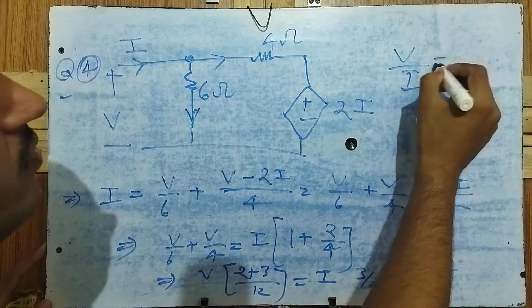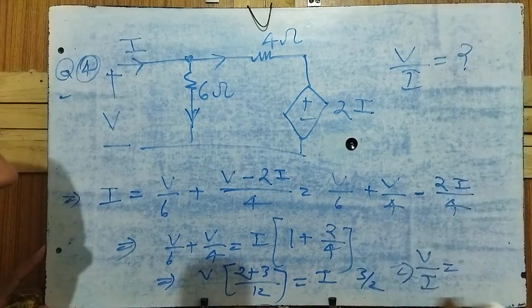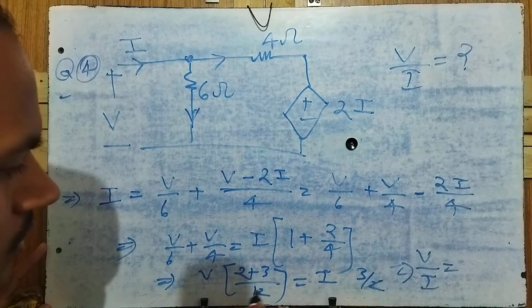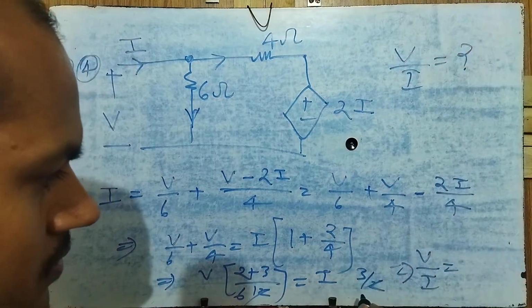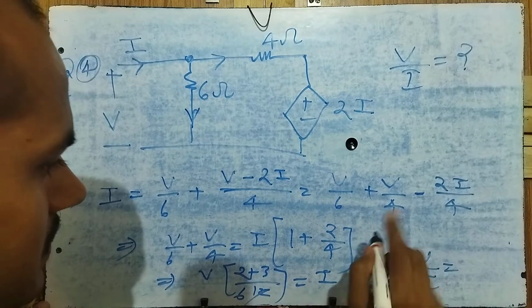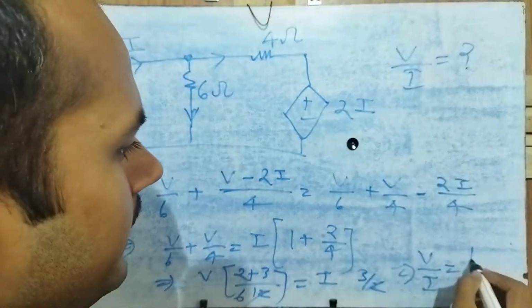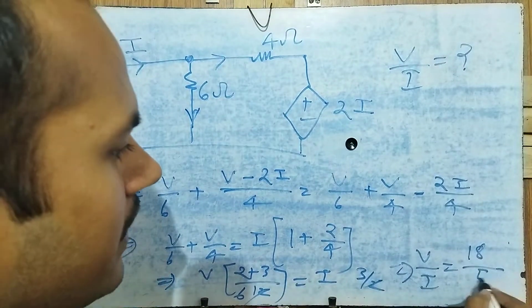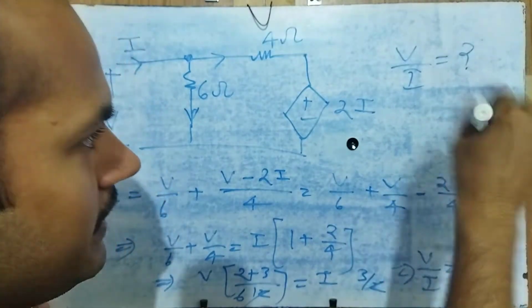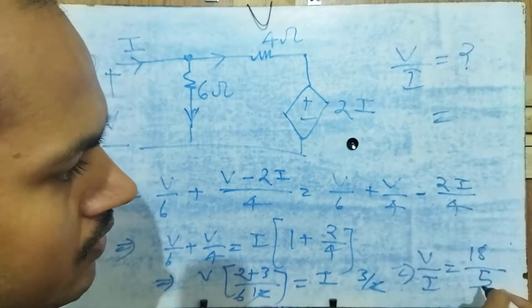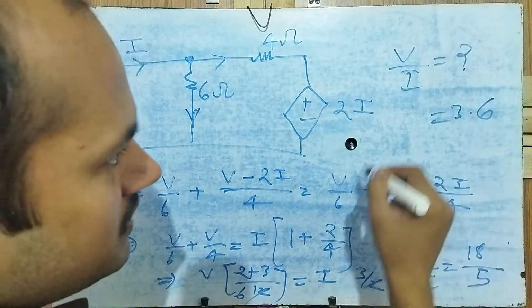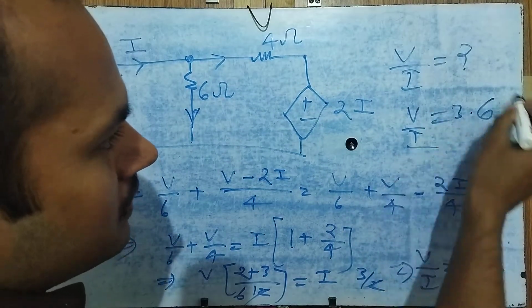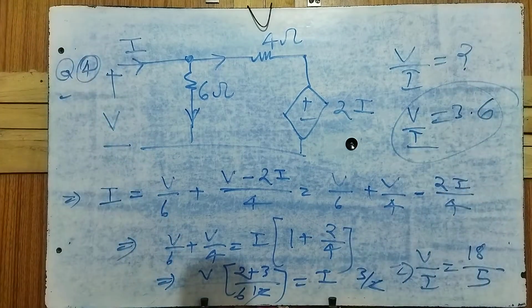So from here, what is the value of V by I? V by I is equal to 6 into 3 by 2, which is 18, divided by 5. So this is 18 by 5, which is 3.6. V by I is 3.6.